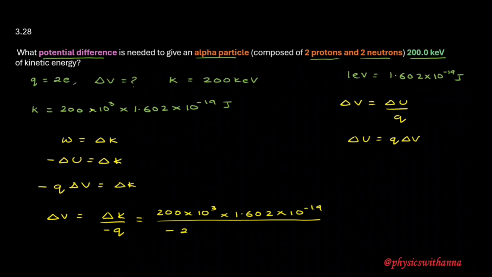e is the elementary charge on electron and proton, which is 1.602 times 10 to the power negative 19. And when you solve this, you get the change in potential to be equal to negative 100 times 10 to the power 3 volt, which you can write as negative 100 kilovolt. So this is the potential difference needed for the alpha particle to gain a kinetic energy of 200 kilo electron volt.